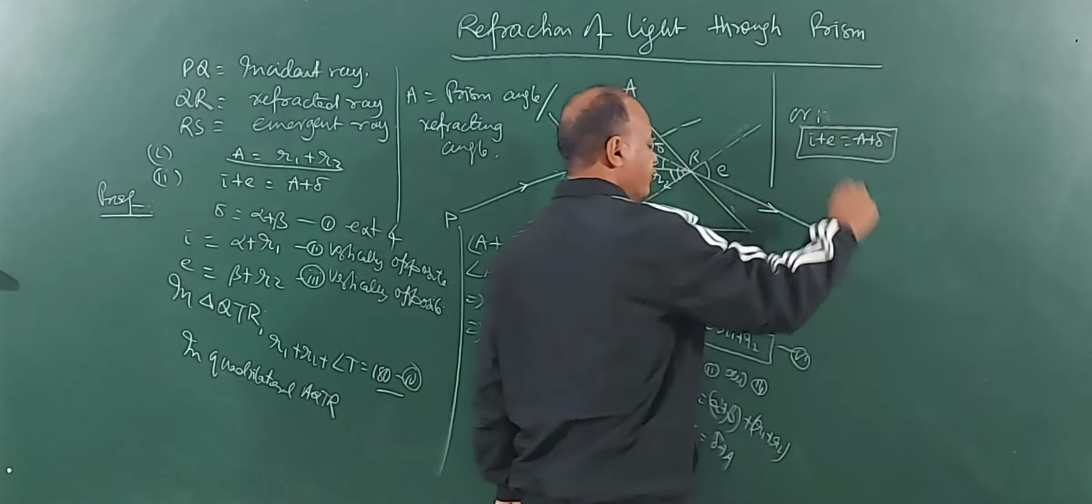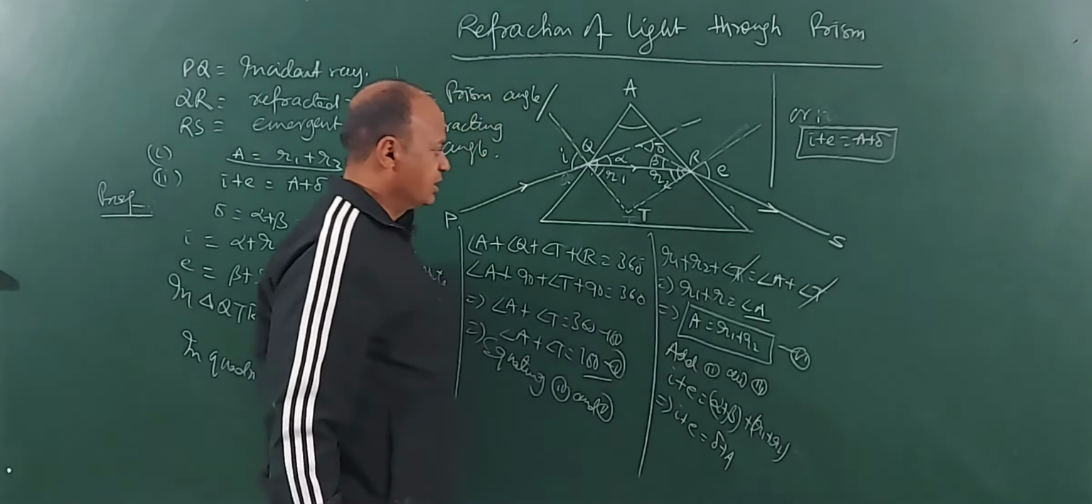So, children, we proved both the propositions. One is A equals to R1 plus R2 and the other one is I plus E is equal to A plus delta. So, whenever light will be undergoing refraction through prism, these two conditions will hold true. A is equal to R1 plus R2 and I plus E is equal to A plus delta.